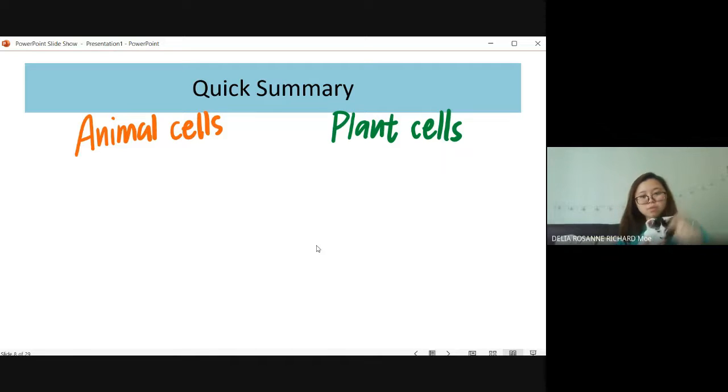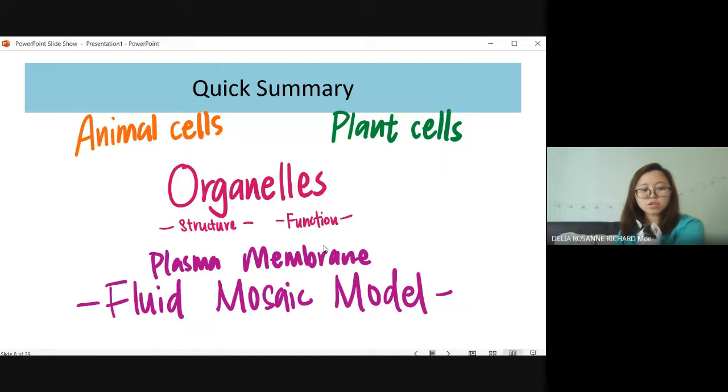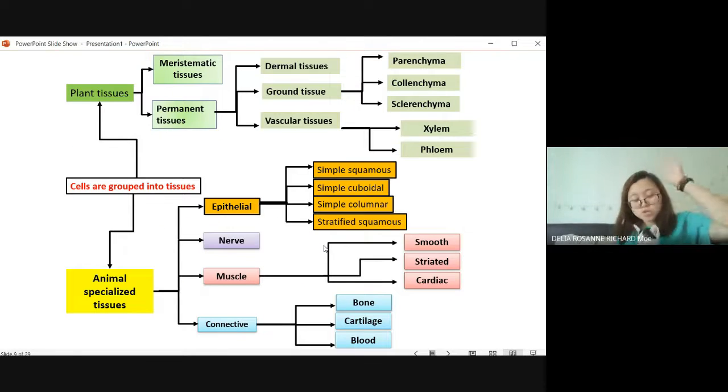You learn about animal cell and also plant cell, and then you learn about organelles, the various organelle structures and functions. You learn about the plasma membrane and the fluid mosaic model. Also in chapter 2, you learn so many things that you have to memorize. In animal tissue, there is epithelial tissue, nerve tissue, muscle tissue, connective tissue. In plants, you learn about meristematic tissue, dermal tissue, ground tissue, and vascular tissue.